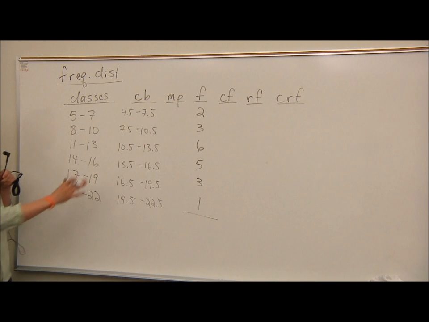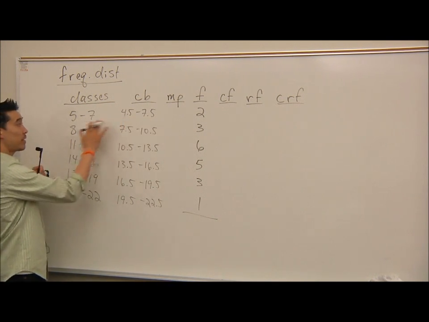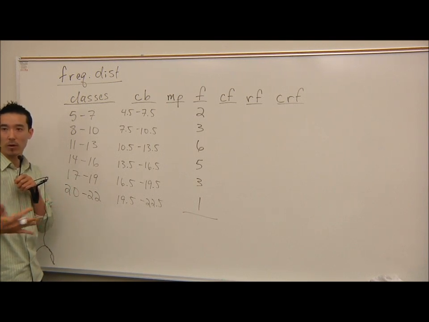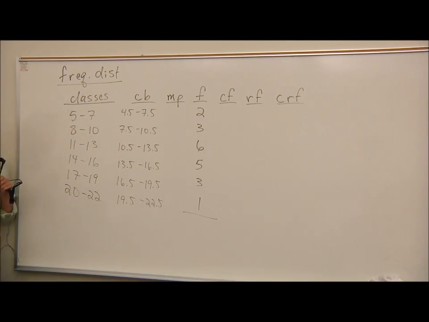Okay, so a reminder, you just subtract 0.5 and add 0.5. If there was a decimal here, you would go out that additional 0.05 or 0.005 or however many units, okay?